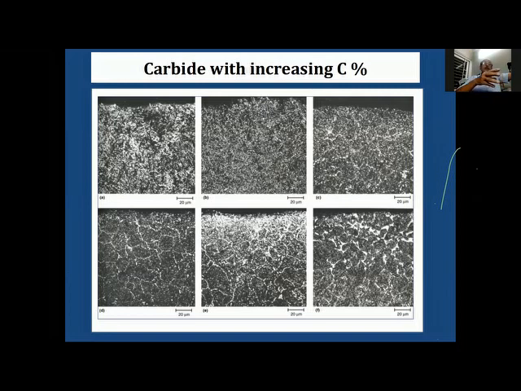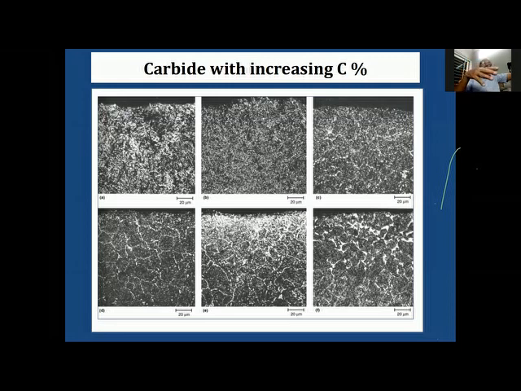alloying elements like chromium, molybdenum, silicon are carbide formers. And so they tend to form carbides if the carbon content of the case is more than the optimum. But if you have alloys like nickel or manganese, they are austenite stabilizers. And with those, in a similar situation of higher carbon, you will tend to have a structure which contains more retained austenite.